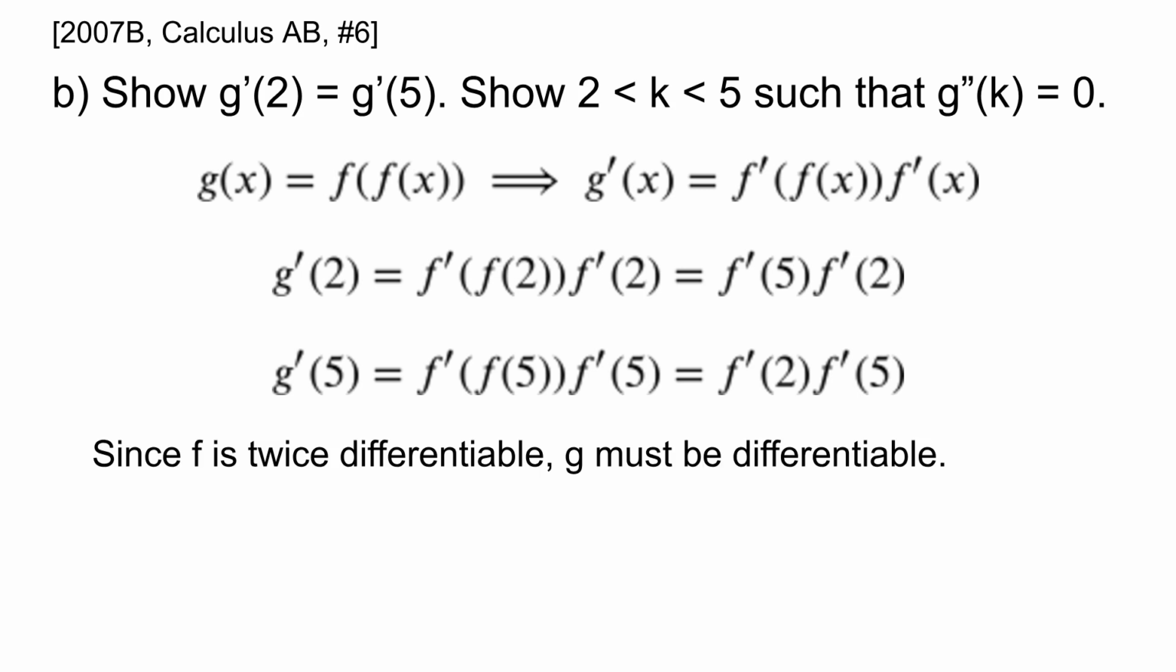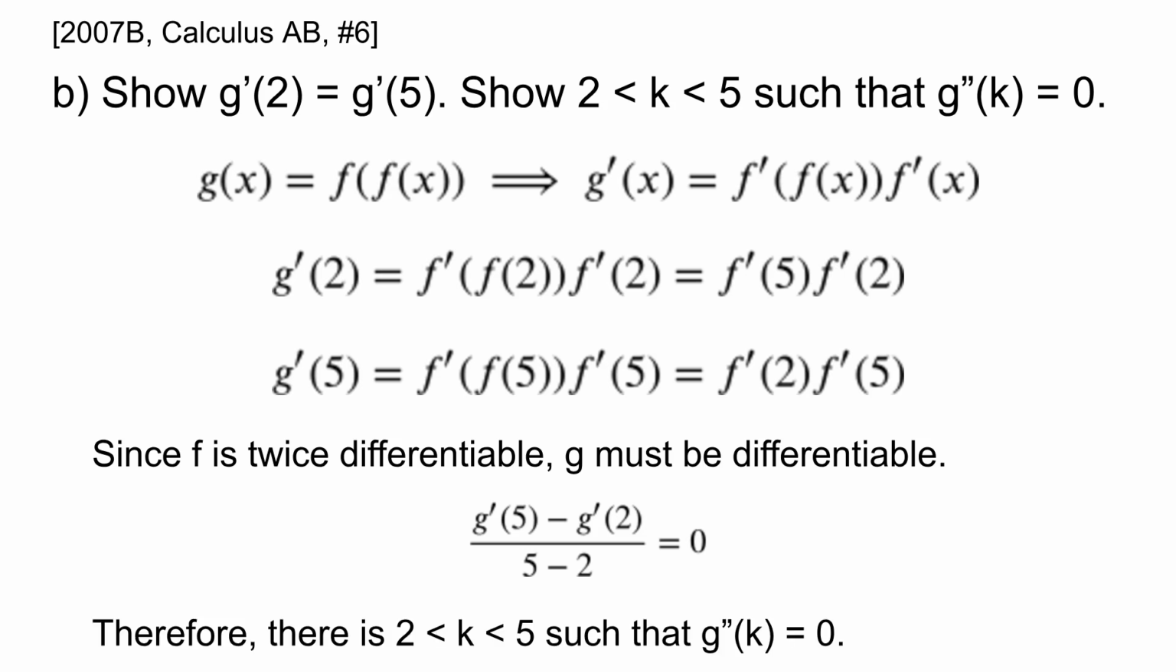And since f is twice differentiable, g must also be at least once differentiable. And since g prime of 5 and g prime of 2 are equal, g prime of 5 minus g prime of 2 over 5 minus 2 would equal 0. Therefore, there must be a value of k between 2 and 5, such that g double prime of k is equal to 0.